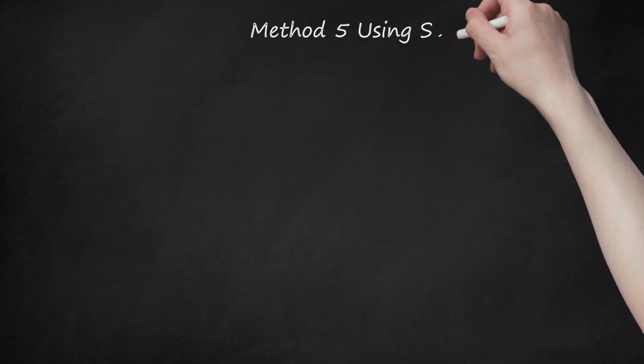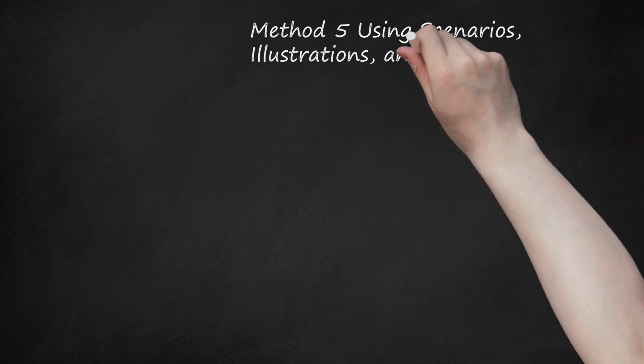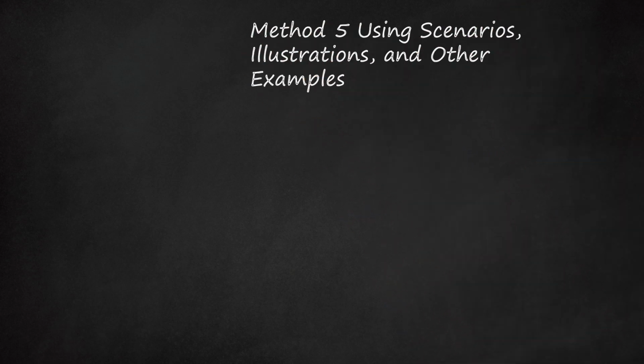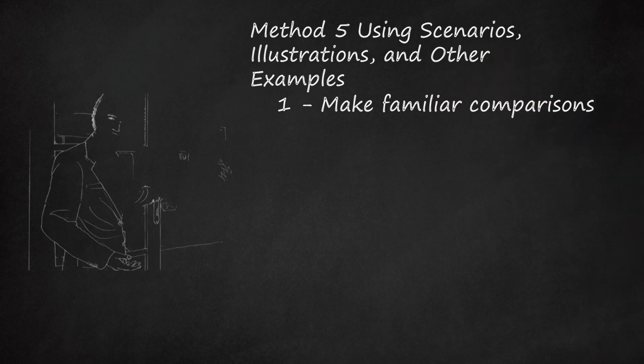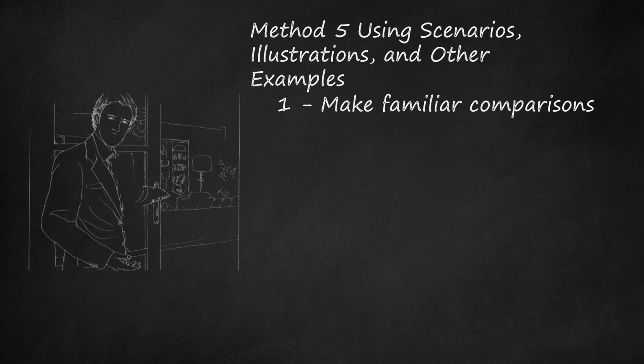Method 5. Using scenarios, illustrations, and other examples. 1. Make familiar comparisons. Another great way to convey new information to someone is to compare it to something he or she is familiar with. Find out what your client does or is interested in, and compare SEO to that. For example, if your client is the manager of a lakeside hotel resort, then compare SEO to the hotel business.